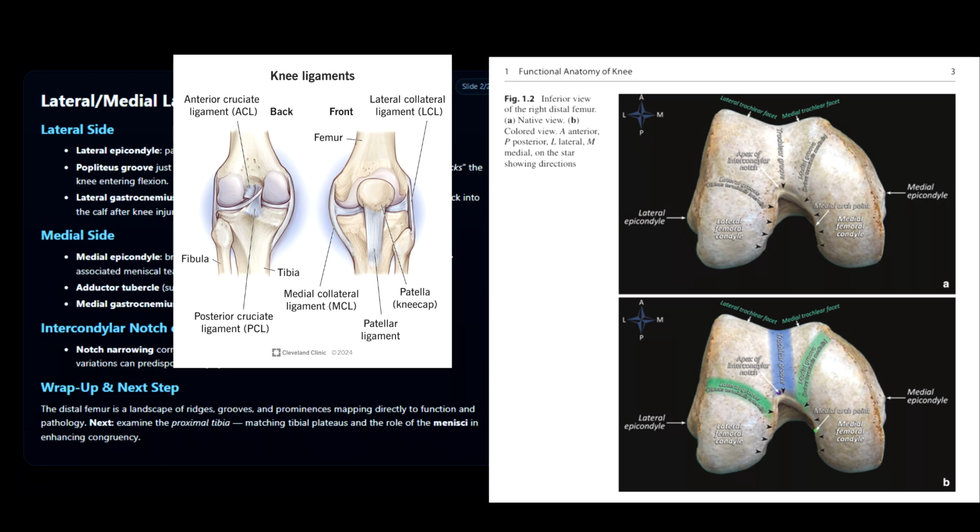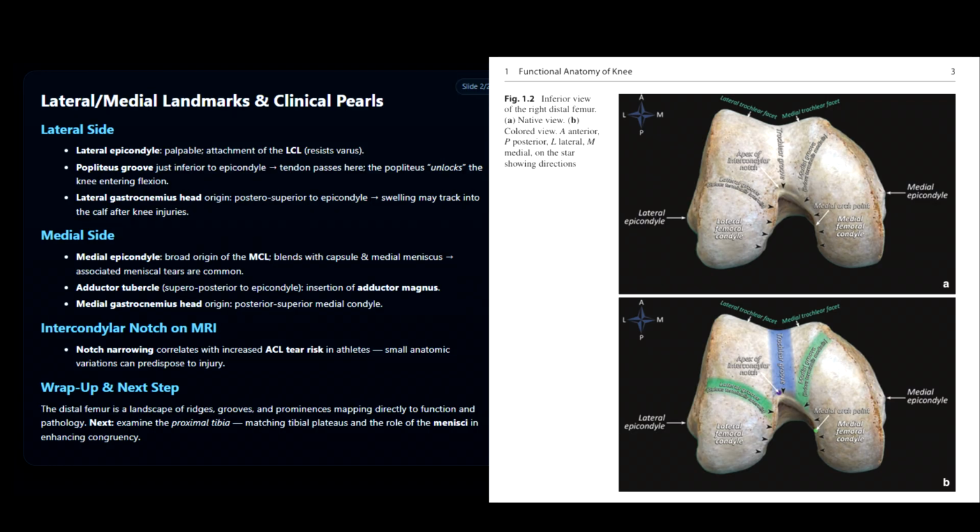Now look carefully at the lateral epicondyle again. Just above and posterior to it attaches the lateral collateral ligament, or LCL, as we saw earlier. Immediately below is the popliteus groove, where the tendon of the popliteus muscle passes before inserting onto the tibia. This small but mighty muscle is critical for initiating knee flexion from the locked position. And also remember, the lateral head of gastrocnemius originates here, linking this region functionally to the calf.